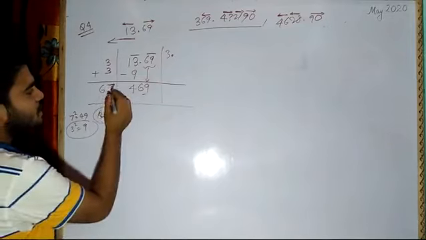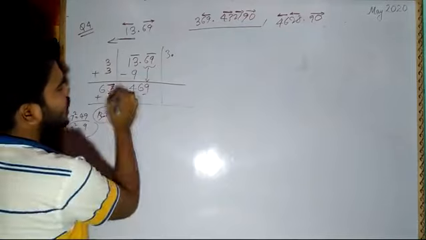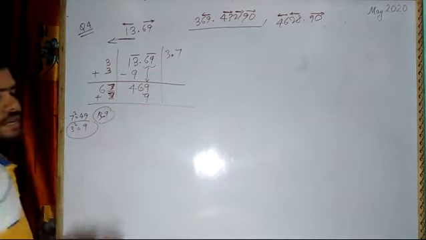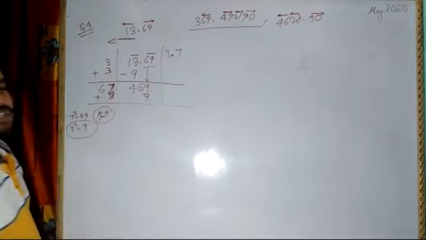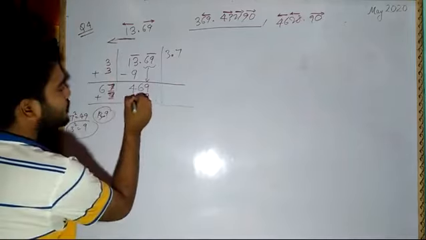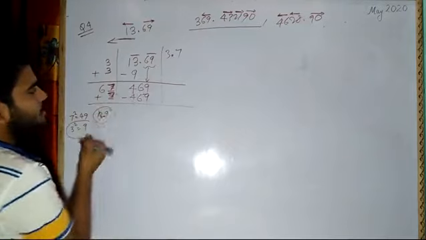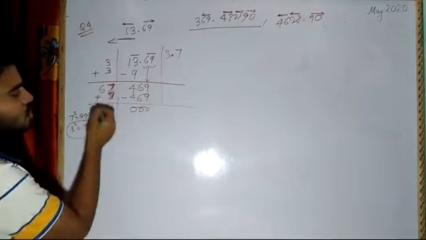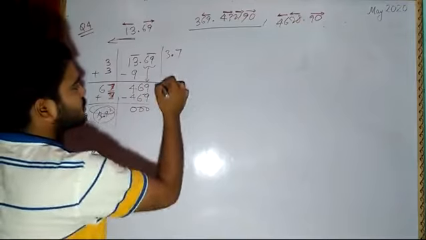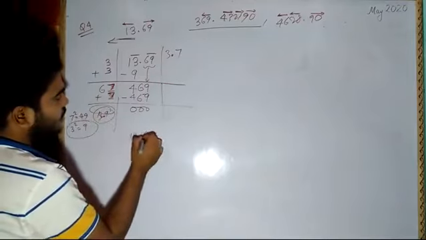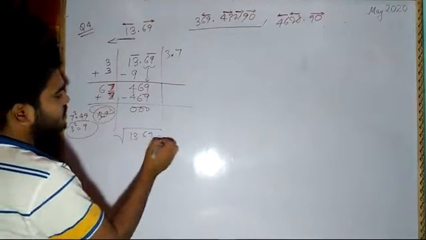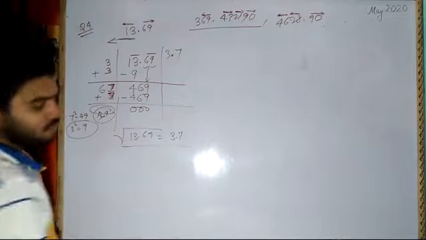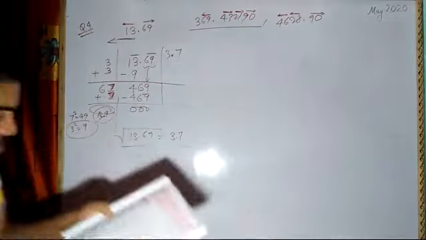then what will I get? 7. Here I have to add this 7 two times, so one time will go here. 7 7s are 49, carry 4, 6 7s are 42, plus 4, 46. We got the answer. Minus, plus, minus. Here 0 0 0. This side addition if you want you can do, or else leave it. So your answer will be root of 13.69 is equal to 3.7.